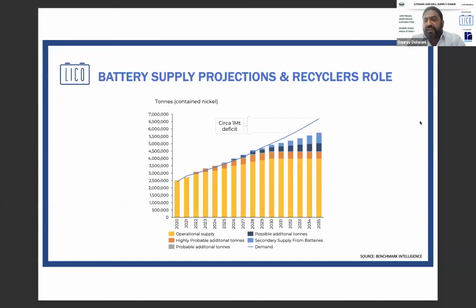And what can a recycler do to plug that gap? So if you see, this is just one of the metals that you would use, which is nickel. So by 2035, you're looking at about 7 million tons of nickel. And the capacities that we have today, plus the planned capacities in mining, also probable capacities, we're still way short of what we will actually need in 2035. Even if you look at the light blue color, which is essentially what will come from recyclers, we are still 1 million tons in deficit.